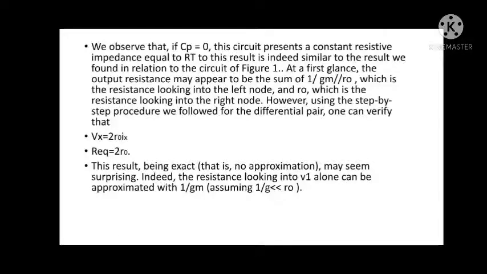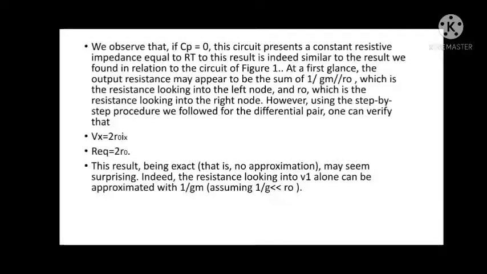At first glance, the output resistance may appear to be the sum of 1/gm parallel R0, which is the resistance looking into the left node, and R0, which is the resistance looking into the right node. However, using the step-by-step procedure we followed for the differential pair, one can verify that Vx is equal to 2 R0 Ix and R equivalent is equal to 2 R0.